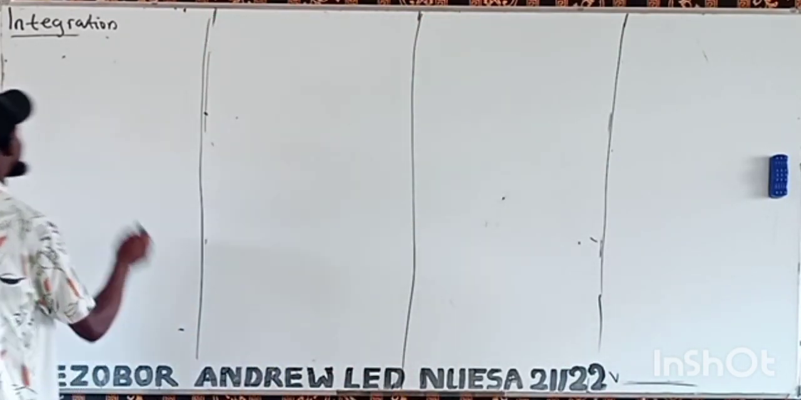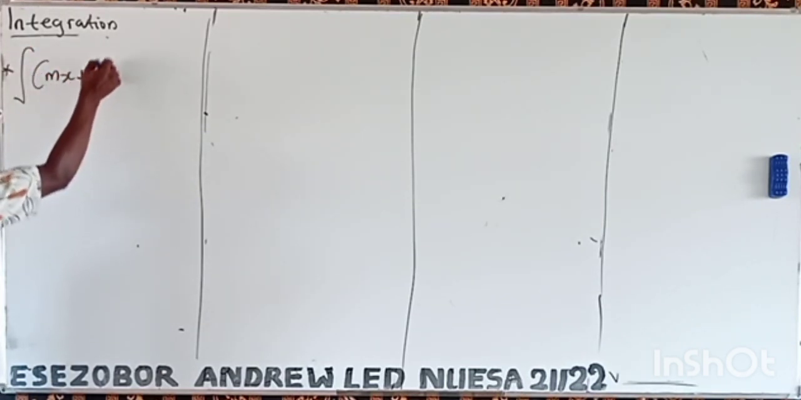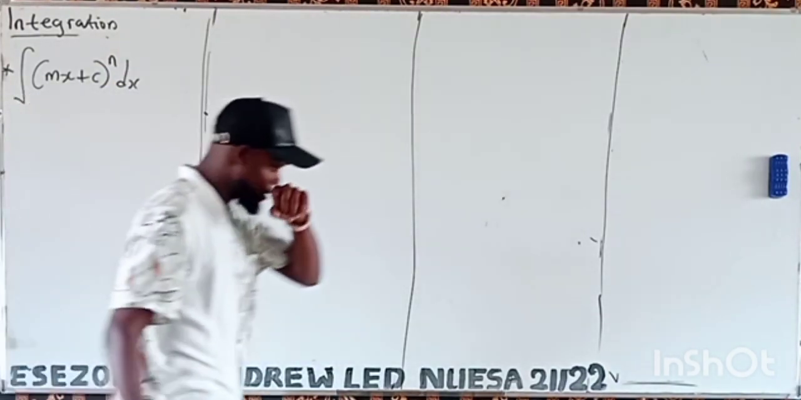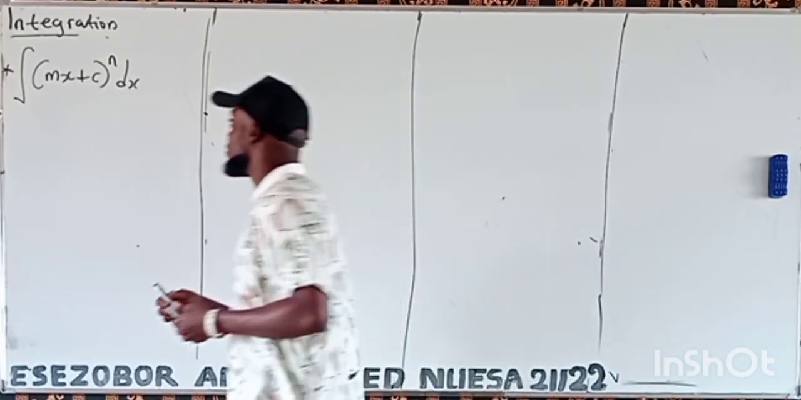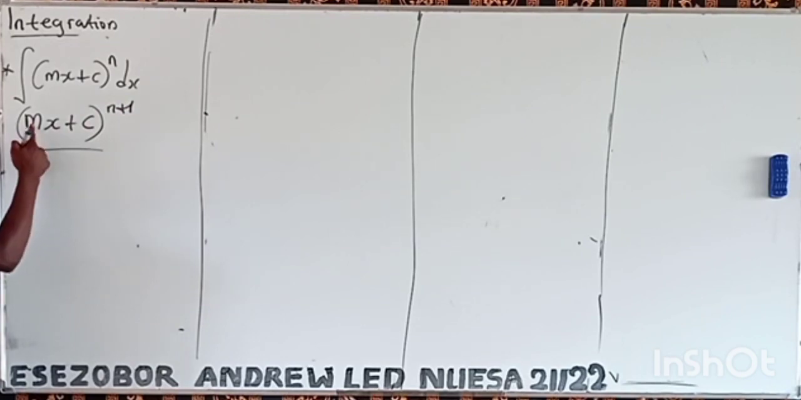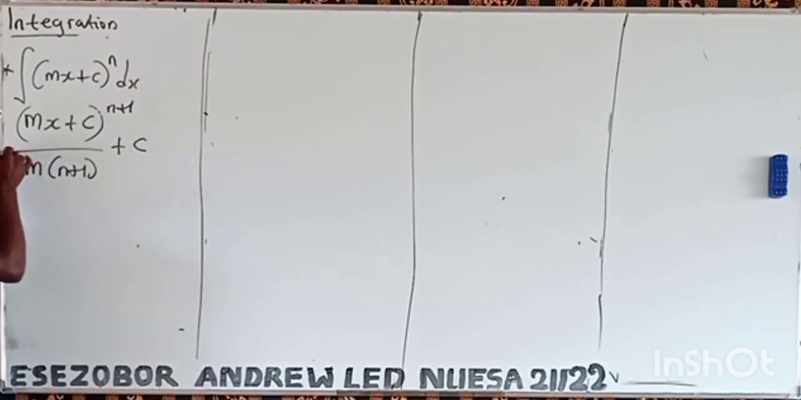So what we're doing here now is to look at something like the integration of (mx plus c) raised to power n dx. How to integrate functions of this nature? If you integrate this, you're going to have (mx plus c) raised to power n plus 1, all over the coefficient of x here times this new power, n plus 1, and you add plus c to it. That's what you're going to have.